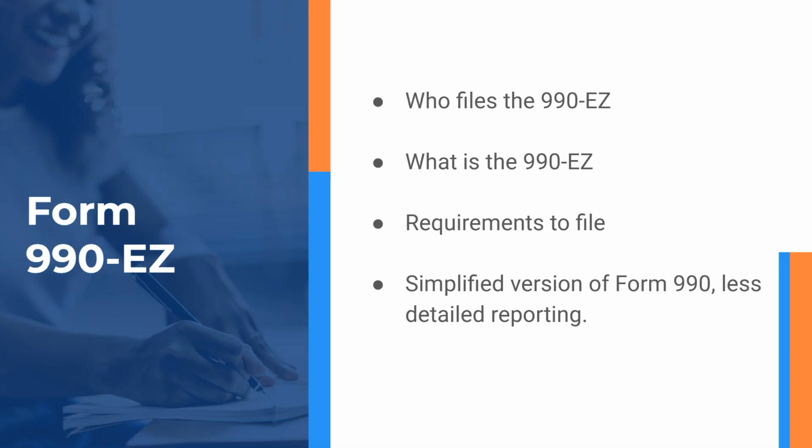Part 4 will require listing the names and titles of the organization's officers, directors, trustees, and key employees. It also asks for information on their average hours worked per week, compensation, and any benefits they may receive. Part 5 consists of a series of yes and no questions about various aspects of the organization's operation, compliance, and activities.